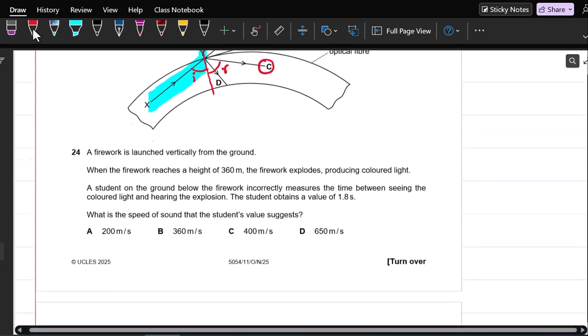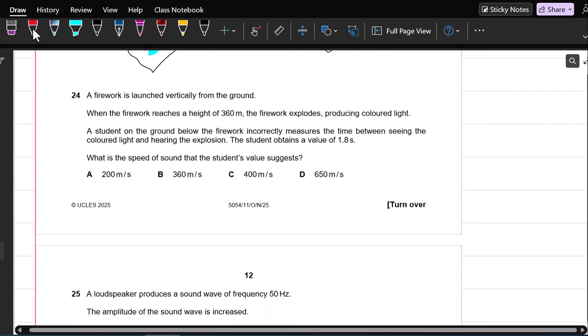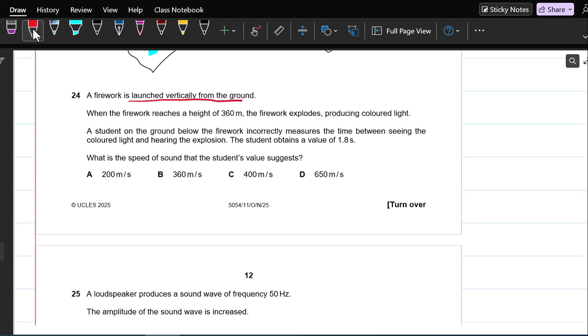Moving to question 24. A firework is launched vertically from the ground. Here we have a ground. This is vertically that firework is launched. When the firework reaches a height of 360 meter, height is given 360 meter. Here somewhere firework goes.